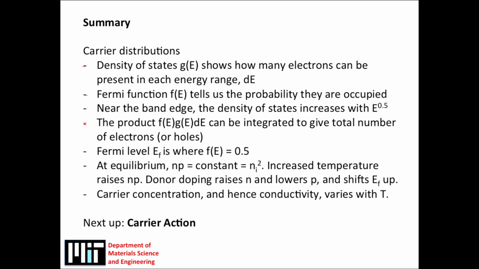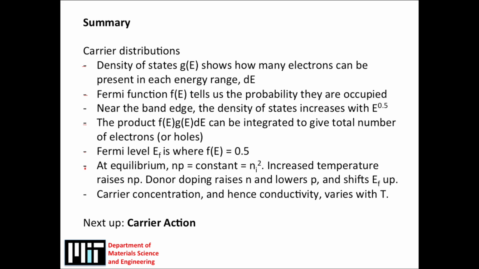The Fermi level can be defined as the energy where the Fermi function is a half. It's also a chemical potential. It tells you the average energy of the carriers, and that will be useful when we start looking at how band structures vary when we change the composition or apply voltages to the material.